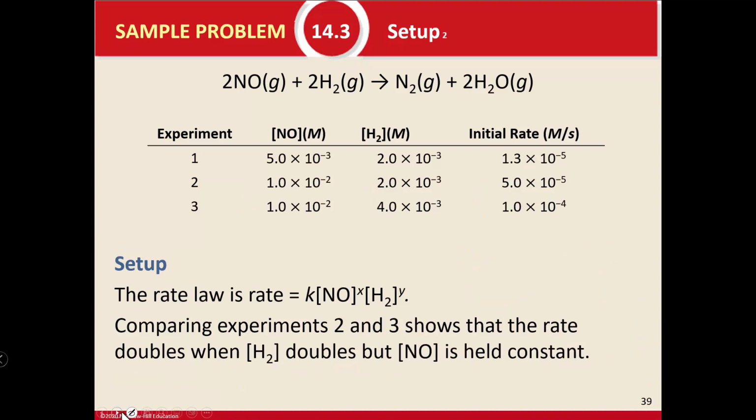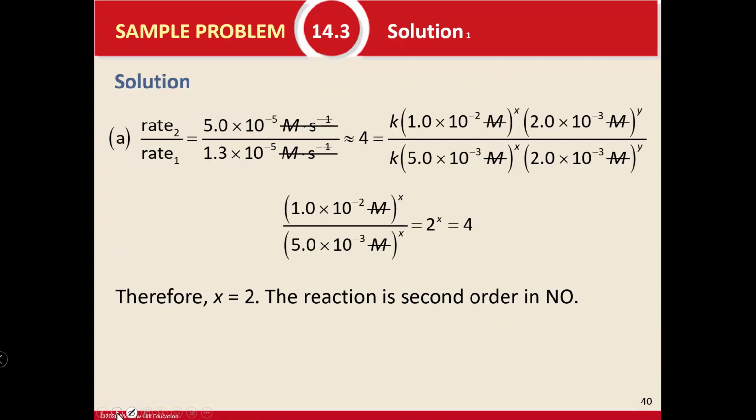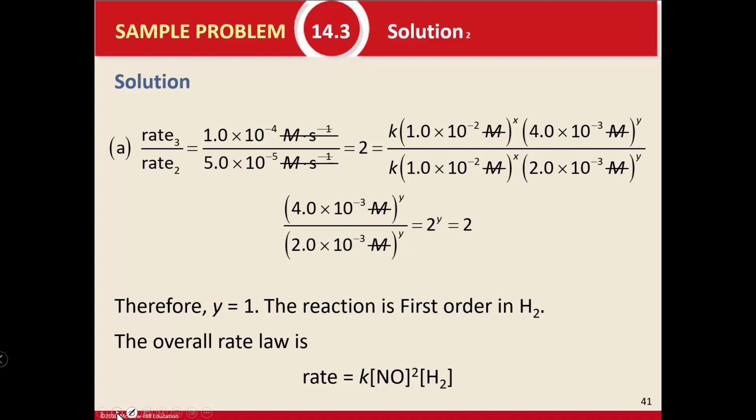So comparing 2 and 3 shows the hydrogen. All right, I'll go with that. Here it is for the first one, which we already did. X equals 2, so it's second order with respect to the nitric oxide. For the hydrogen, you have 4 times 10 to the negative 3 divided by 2. We see about a double in concentration. So 2y equals 2, so y equals 1. So it's second order with respect to the nitric oxide and first order with respect to the hydrogen.